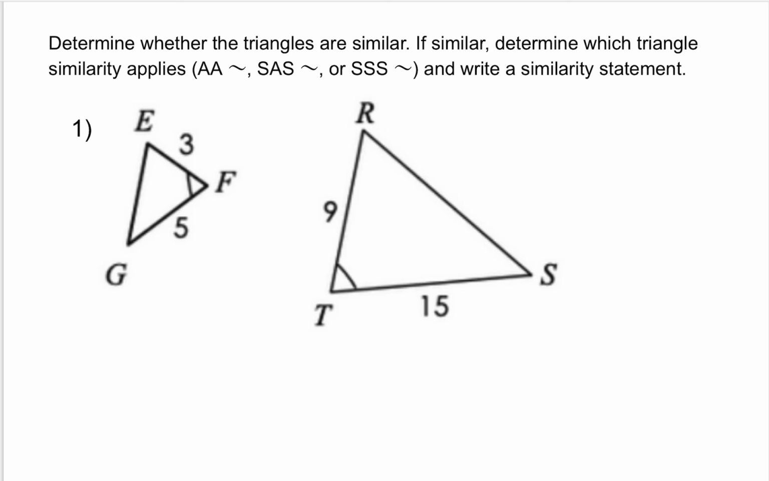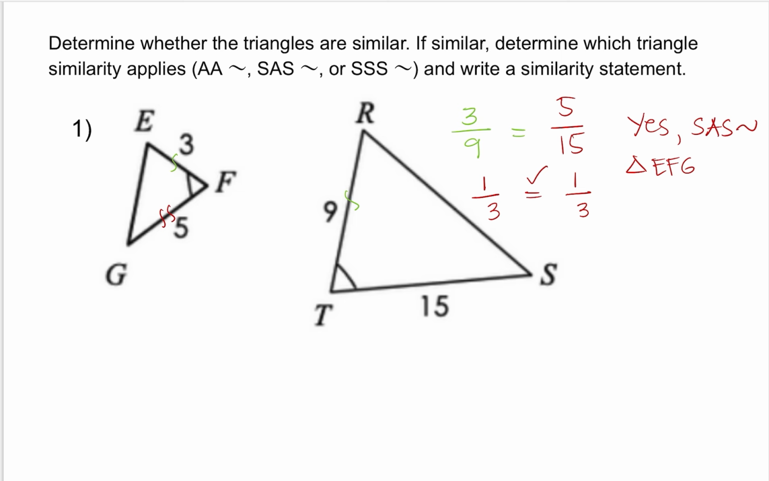So I am going to start with this side, 3 over 9. And I will also pair that with 5 over 15. Simplifying this, it will give us 1 over 3, and the other fraction also gives us 1 over 3, and they're exactly the same, and so we say yes, these two triangles are considered similar by SAS similarity. And let's name the triangle. Triangle EFG is similar to triangle RTS.